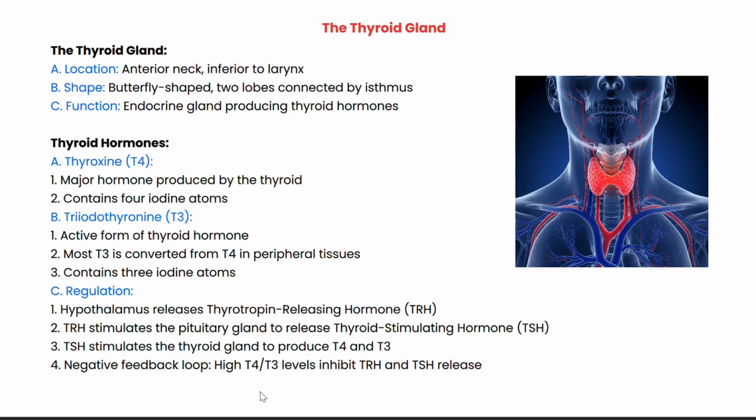The hypothalamus in the brain releases thyrotropin releasing hormone or TRH. TRH then stimulates the pituitary gland, also in the brain, to release the thyroid stimulating hormone or TSH. TSH in turn acts on the thyroid gland, prompting it to produce T4 and T3. This system operates on a negative feedback loop. When T4 and T3 levels in the blood are high enough, they inhibit the release of TRH and TSH, preventing the thyroid from producing too much hormone.